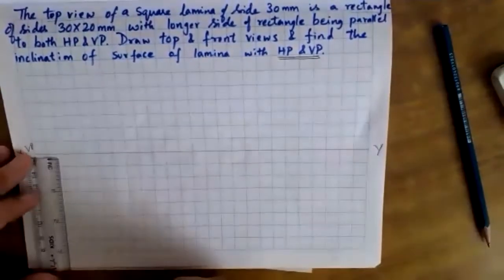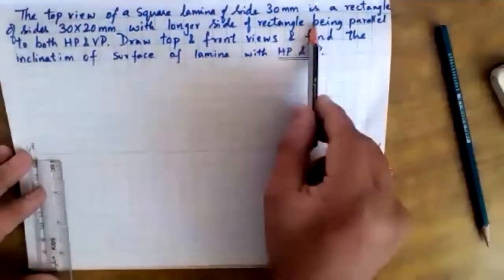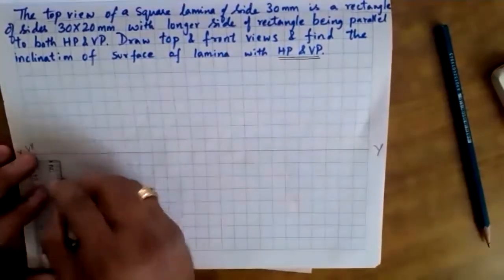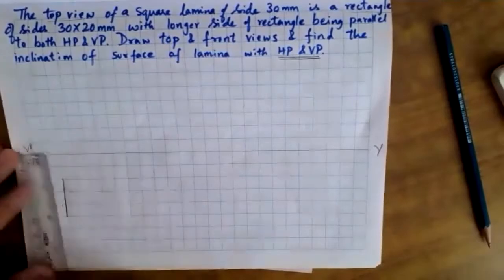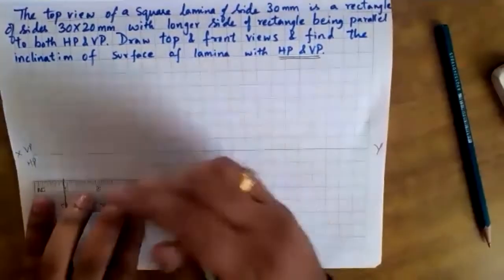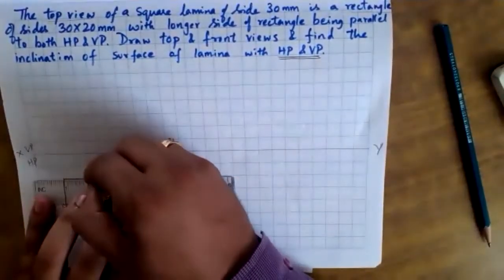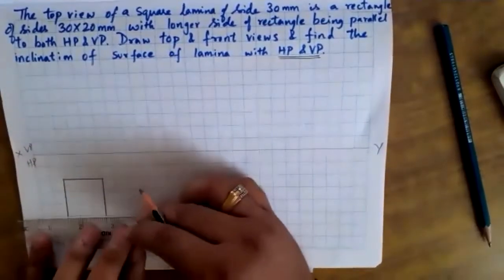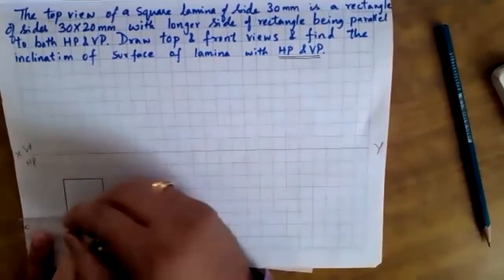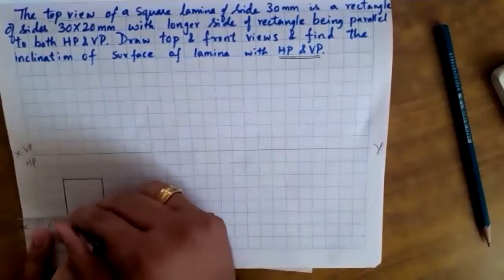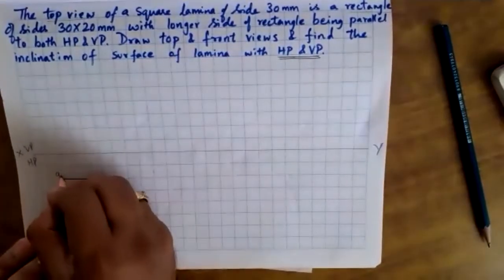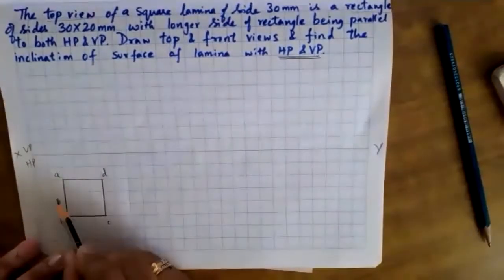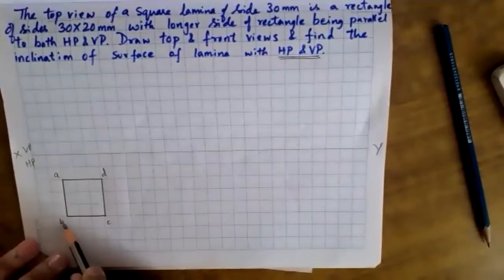Next, I'll draw the true shape of the square lamina of 30 mm. On the left hand side, I need to get 30, so 3 boxes, 3 boxes, 3 boxes, I have drawn a line. Please annotate and continue. I'll annotate it A, B, C, and D. Any name you can give.